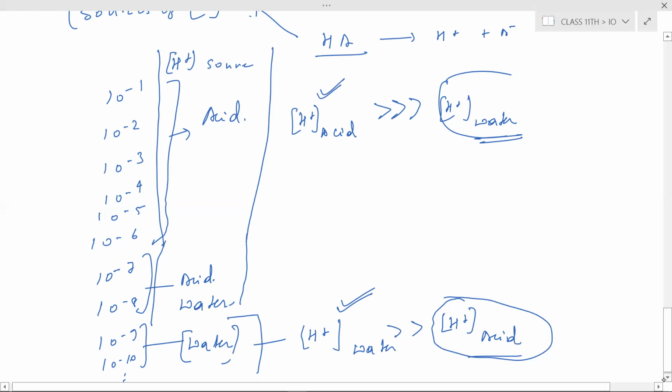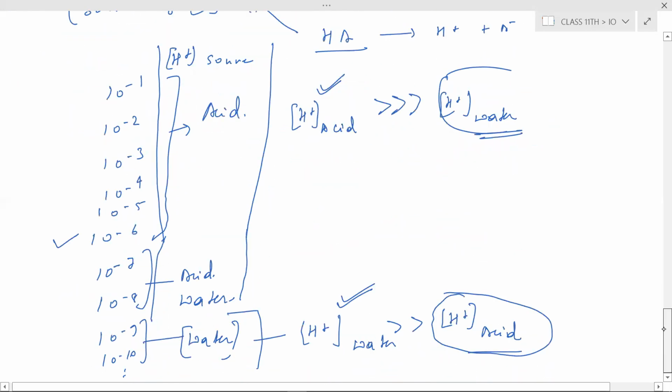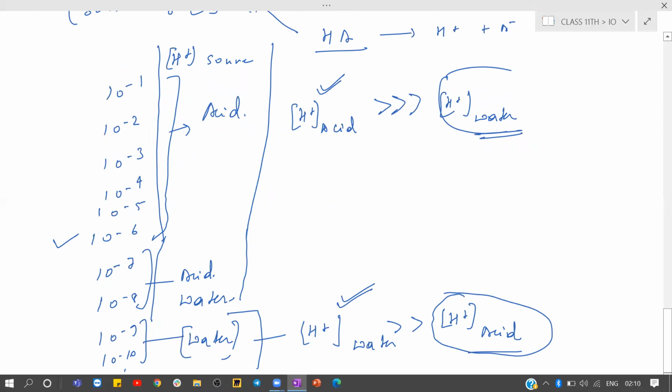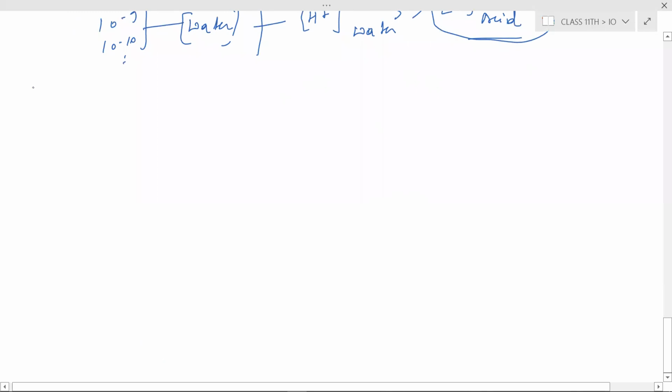Now, let us understand the common ion effect. We will take one example from an acidic solution also: why only the acid is considered here, why water is not considered, and what will happen if we consider the water. So let us do this in the form of a question. Let us write the question first.